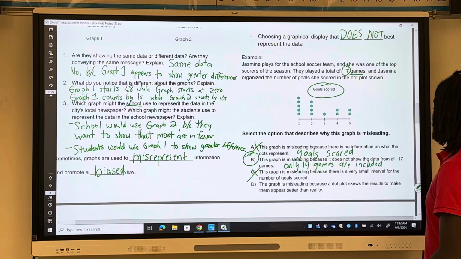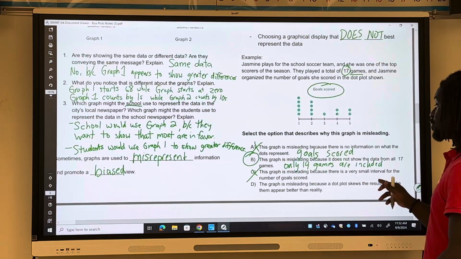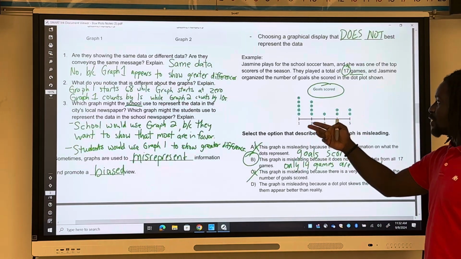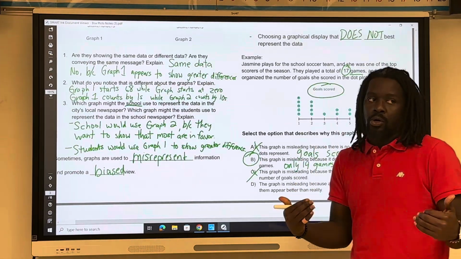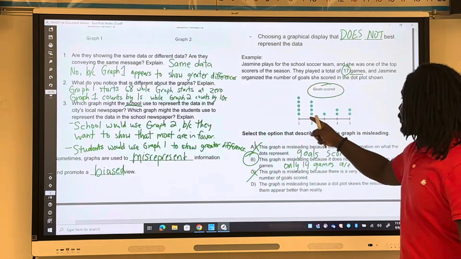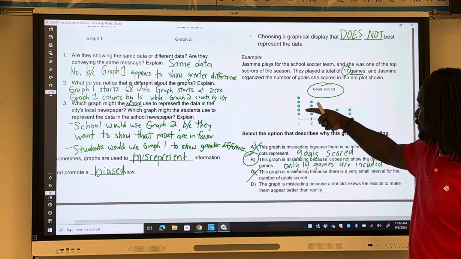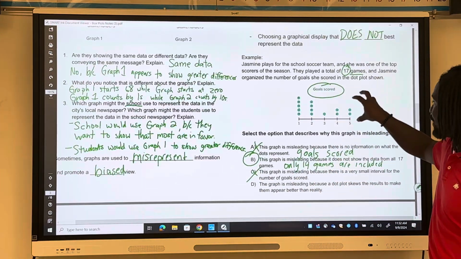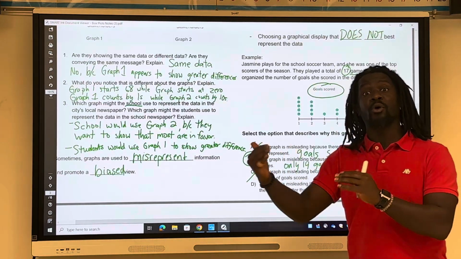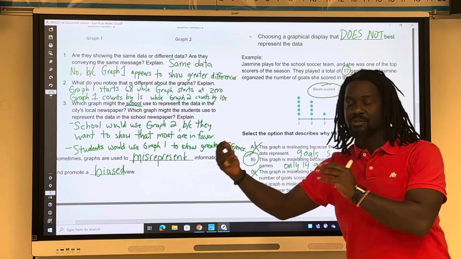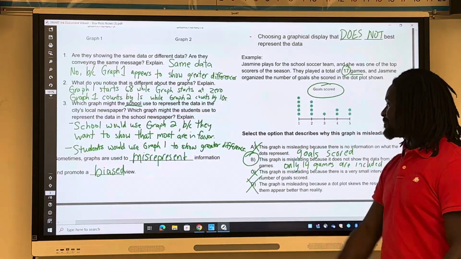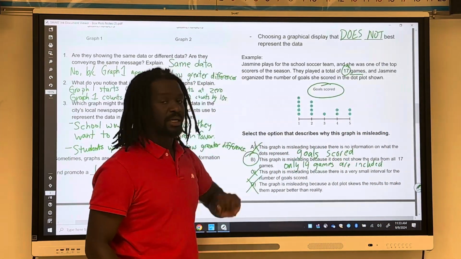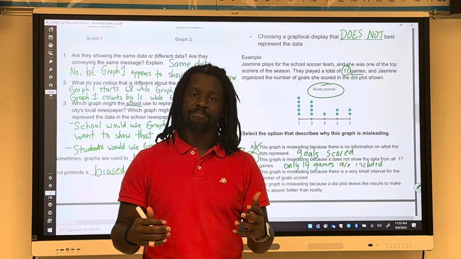And then the graph is misleading because the dot plot skews the results to make them appear better. No, the most dots are on one score. So there's more games where she scored one goal, and if she was going to skew the data, she would probably have it to where there were more games where she scored 4 or 5 goals. So that also is not necessarily the way that this data set is misleading.